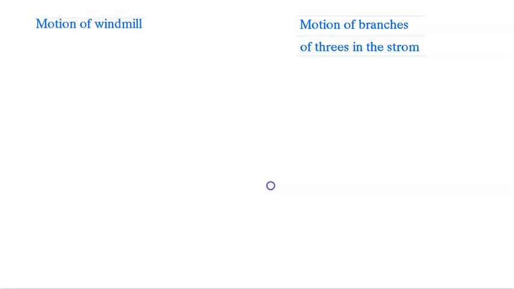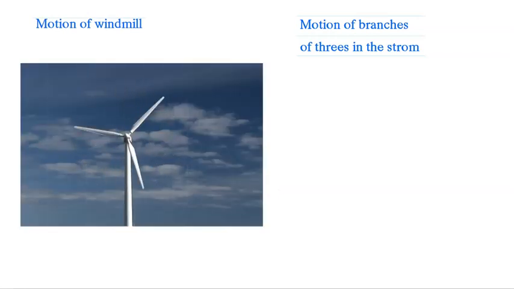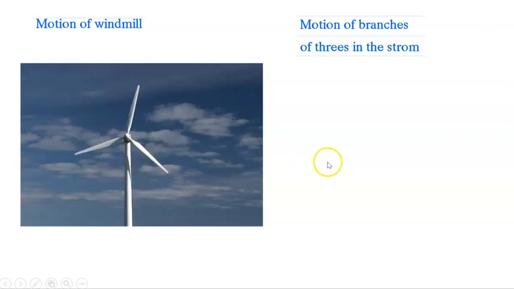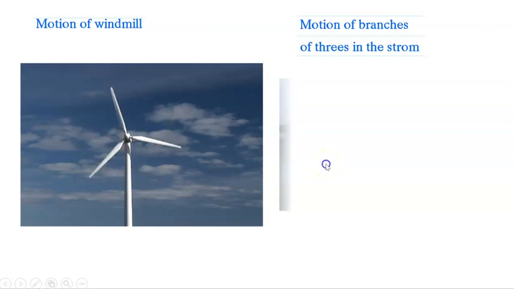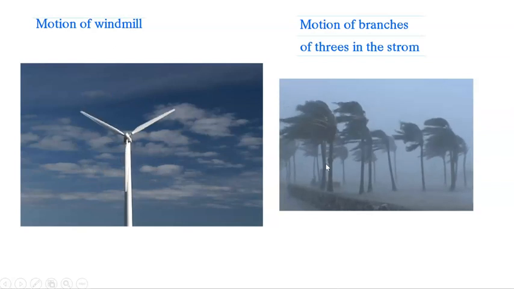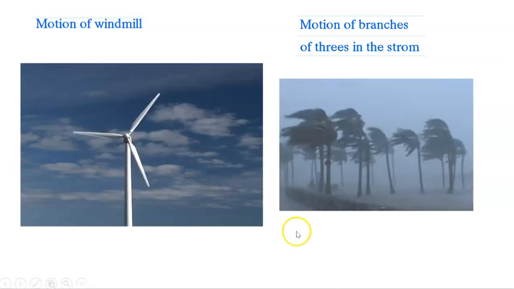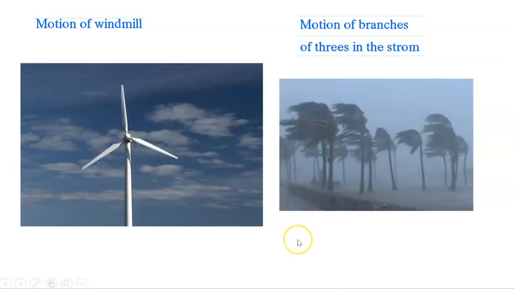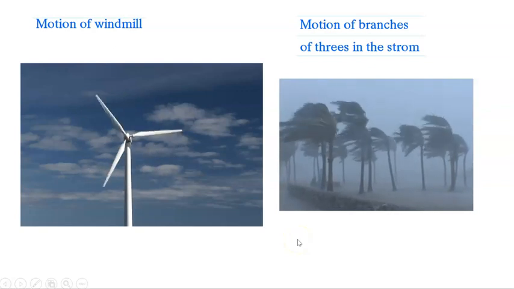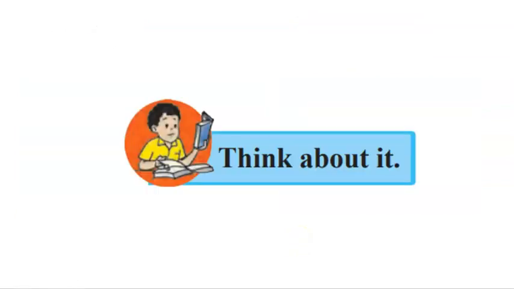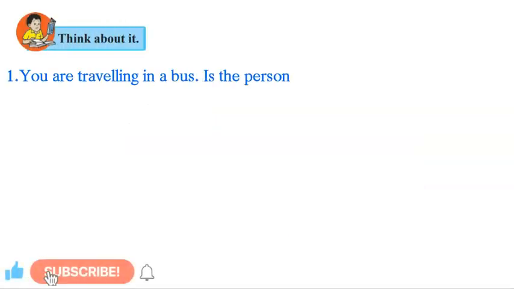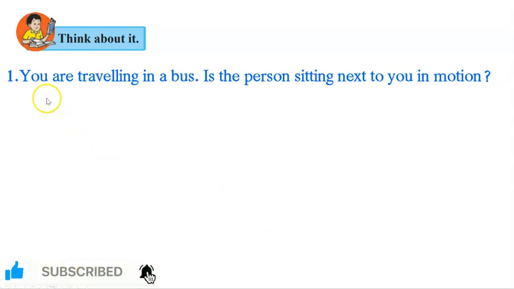Next, motion of windmill. Okay. And next is a motion of branches of trees in storm. Okay. These are the examples of motion. Now, next, think about it. You are traveling in a bus. Is the person sitting next to you in motion?